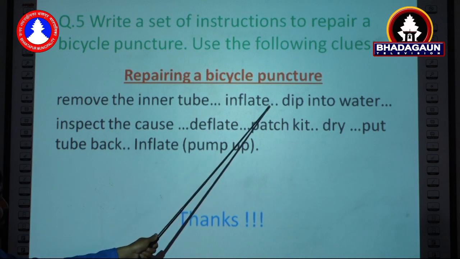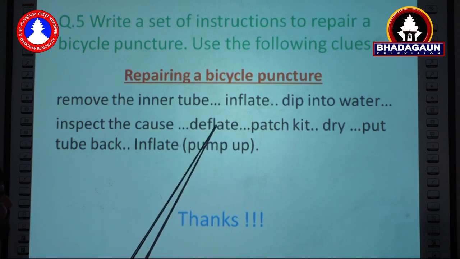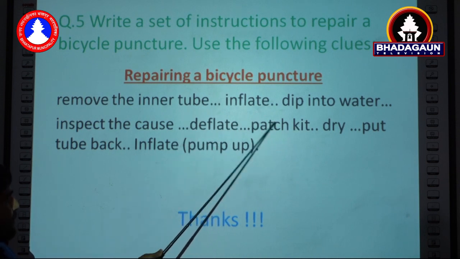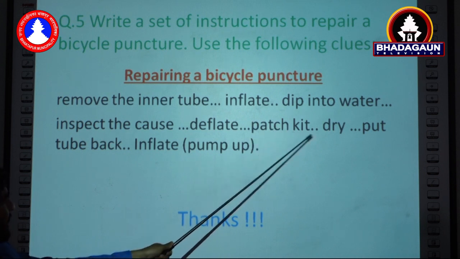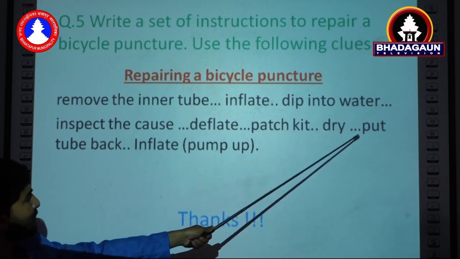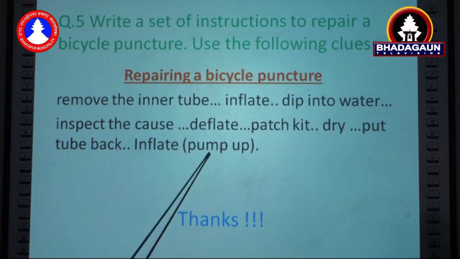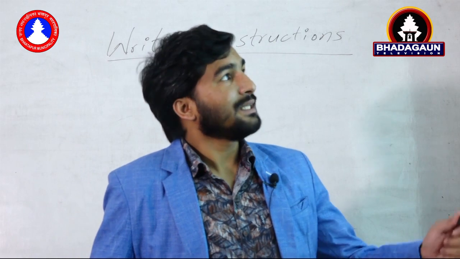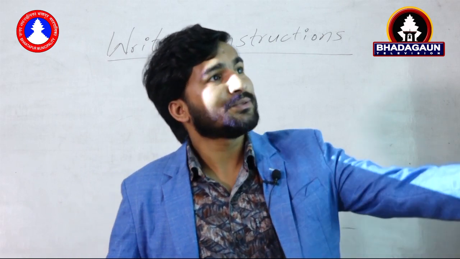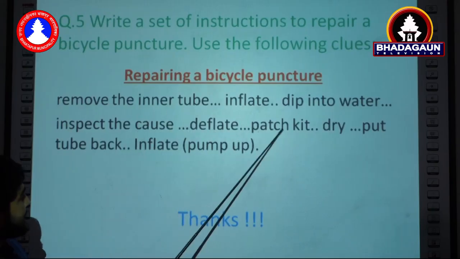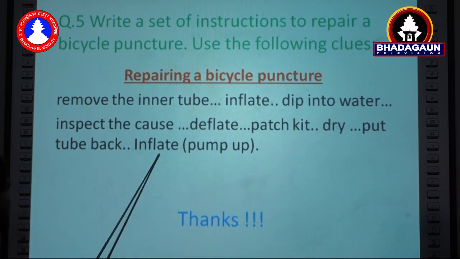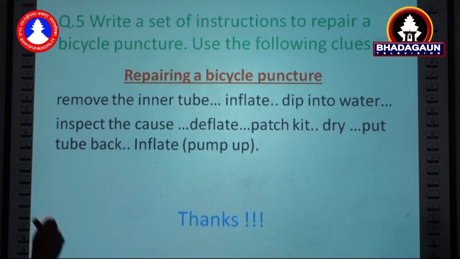Inflate means to fill with air, deflate means to let the air out. Patch kit, that is the kit for patching. And dry, after that you need to dry, put the tube back, inflate, pump up. These are the clues, the basic clues given there. Now within these, nine clues are given there. On the basis of nine clues, at least you can write nine sentences.